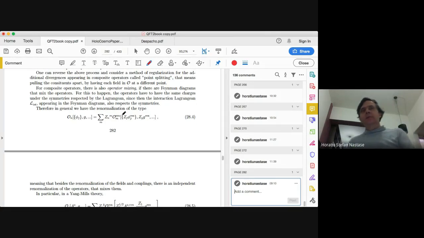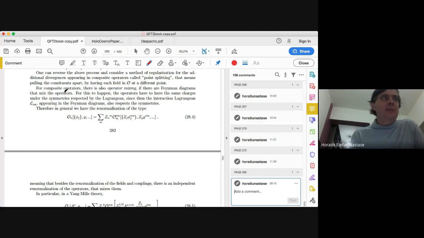Now, so we have extra divergences, but we also have a different feature for these composite operators, which is operator mixing. So it's possible that there are Feynman diagrams in terms of the fields that compose the operators. There are Feynman diagrams that mix these operators.